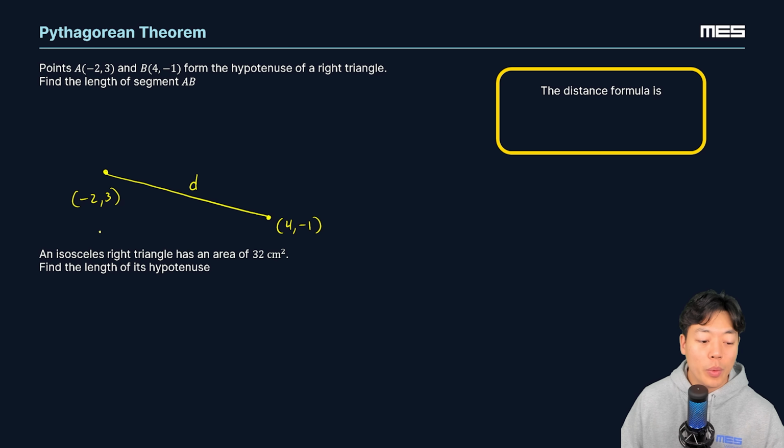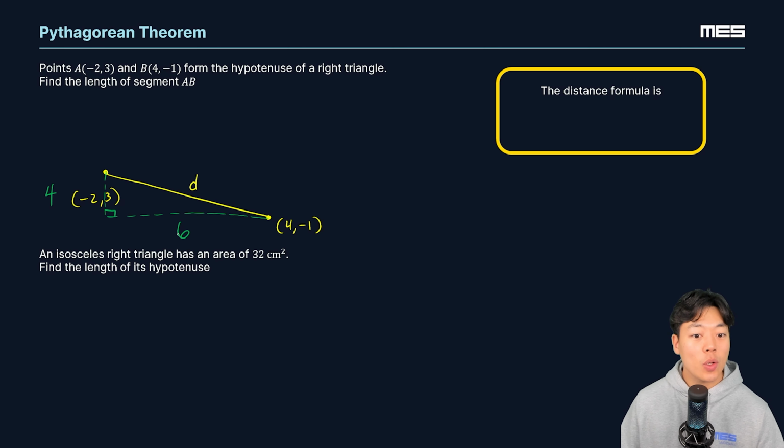Well, we can draw a little right triangle with a right angle. The distance in the y direction, the difference in the change in the y direction will be 3 to -1. That's a change of 4. From -2 to 4, that's a change of 6. So I can figure out d by doing 4 squared plus 6 squared is equal to the distance between these 2 points squared.